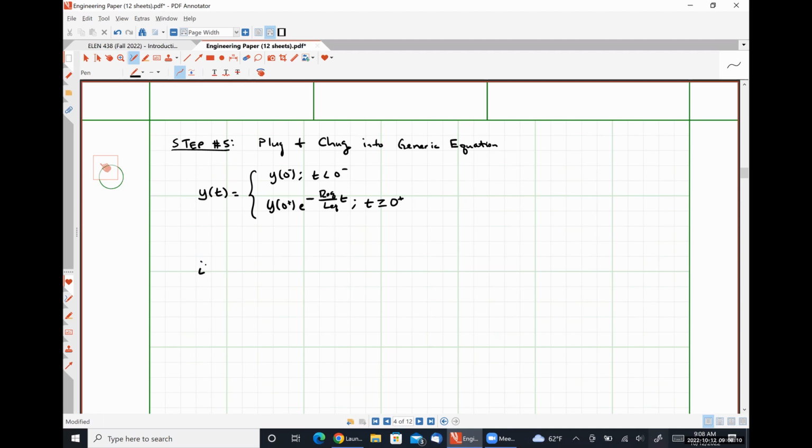So from this, our inductor current as a function of time. So what was our inductor current at t is equal to 0 minus? All right, what was our inductor current at t is equal to 0 plus? The same thing.